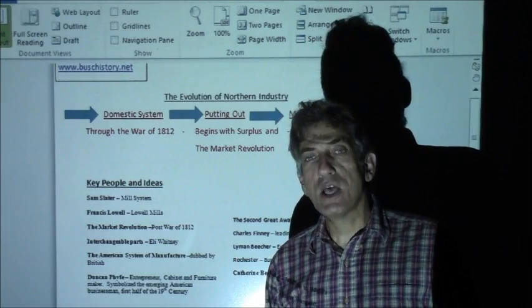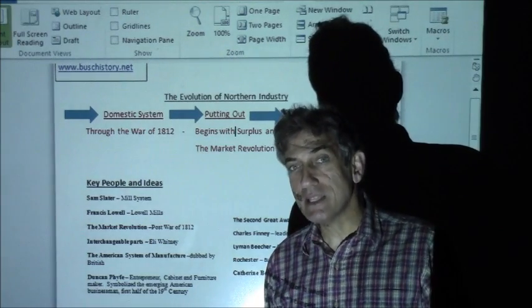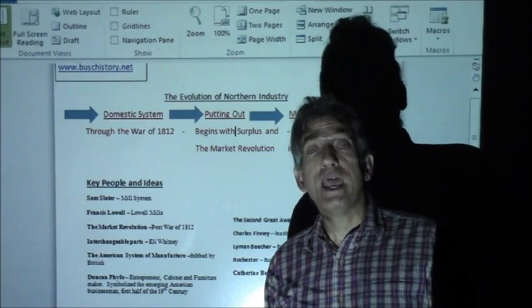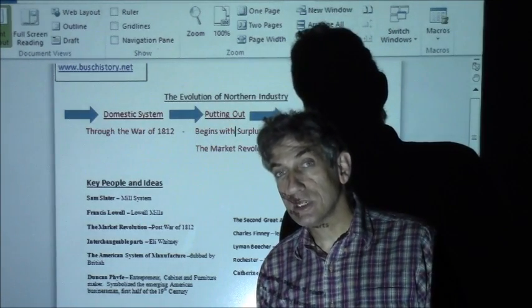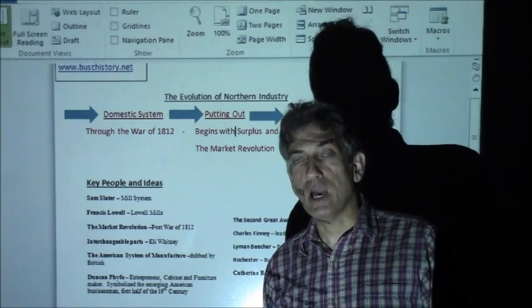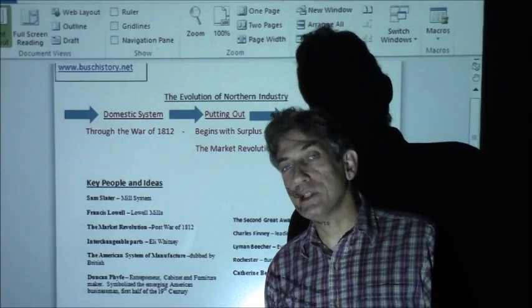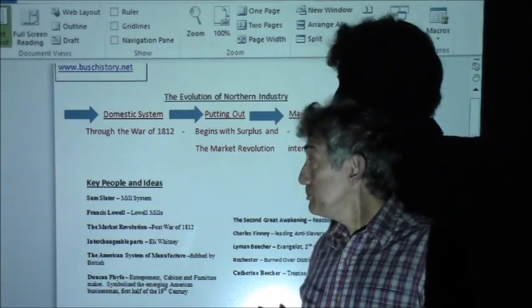And the first successful mill town like this is going to involve women. And it's going to be called Lowell Mills, and that's going to be in Lowell, Massachusetts, named after Francis Lowell, you got it. And that's going to develop in the middle of the 1820s.